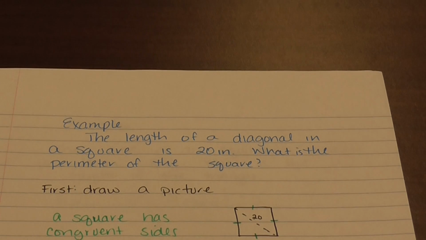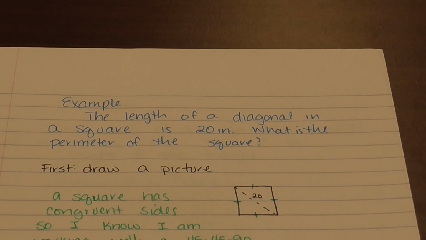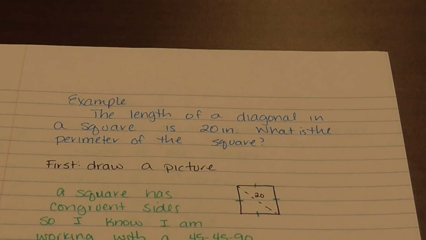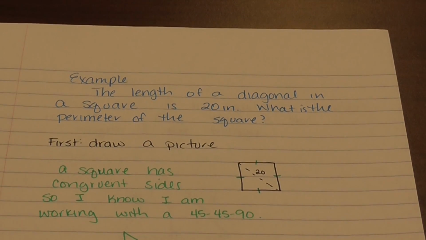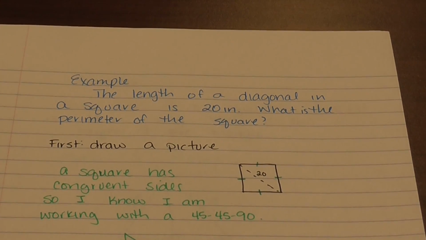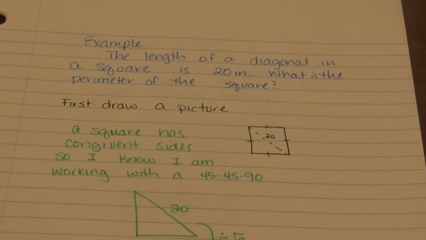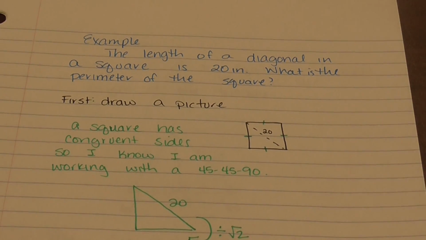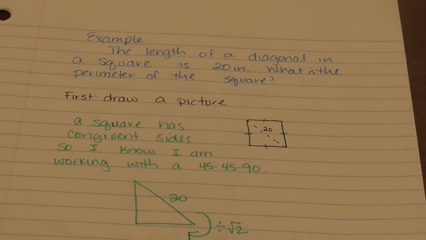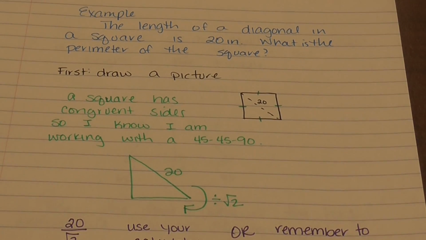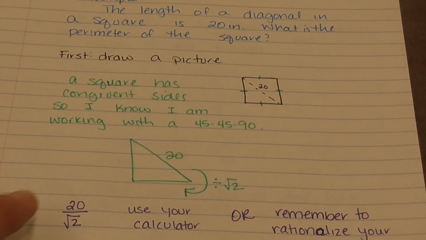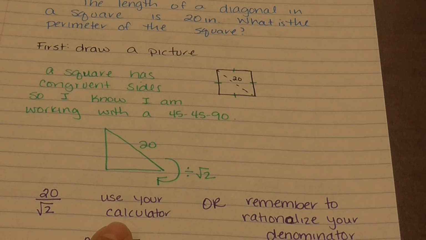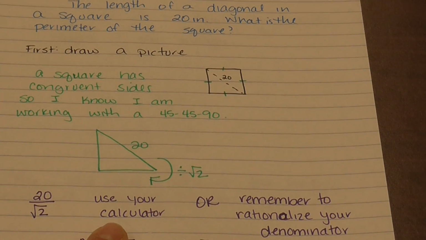Another example: the length of a diagonal in a square is 20 inches. What is the perimeter of the square? The first thing you're going to want to do is draw a picture. A square has congruent sides, so I know I'm working with a 45, 45, 90. I'm going to draw just the triangle and label the hypotenuse as 20 because the hypotenuse is represented by the diagonal. I know to get to the length of a leg, I want to divide by the square root of 2. So literally 20 divided by square root of 2, you can use your calculator to come up with the answer, or you have to remember to rationalize your denominator.